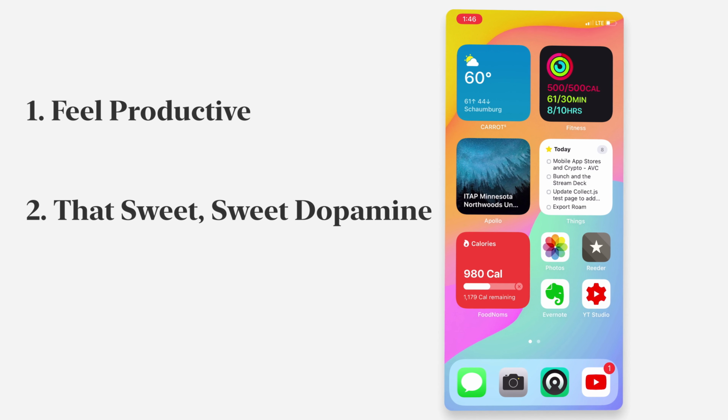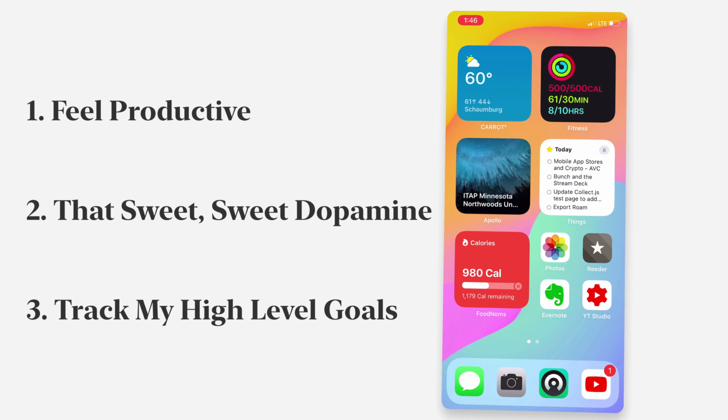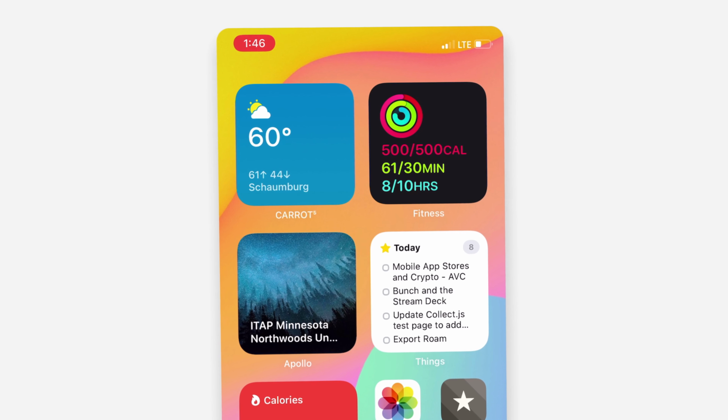I think that I want my phone to make me feel productive. I want it to give me good dopamine hits, right? And I want to be able to see how I'm doing towards the goals that I have for myself. And so you can see that on the front here. I've got weather right at the top left, which is just, I always got to know the weather. Like I live in the Midwest, the weather changes day to day. You got to know what the weather is. So I like having that there.